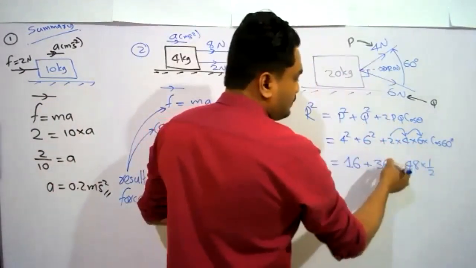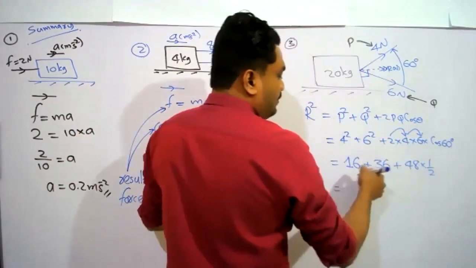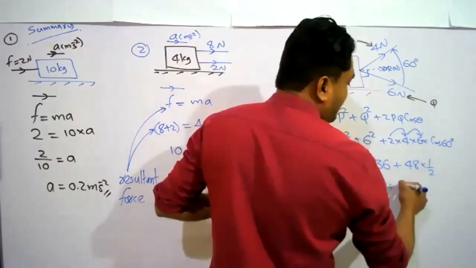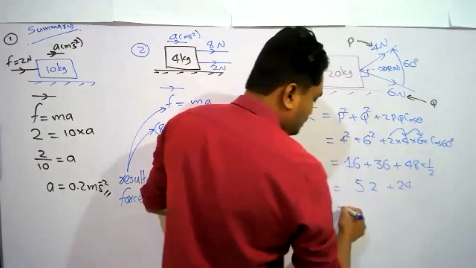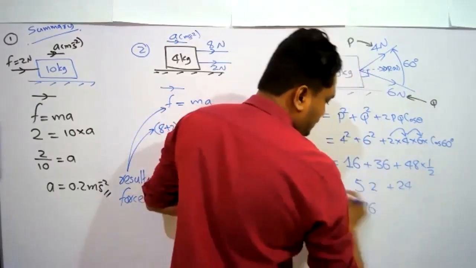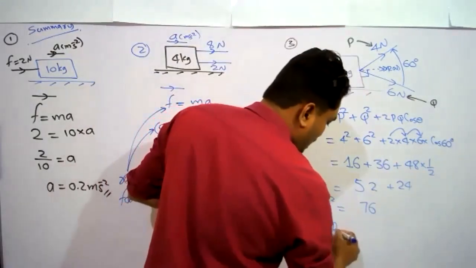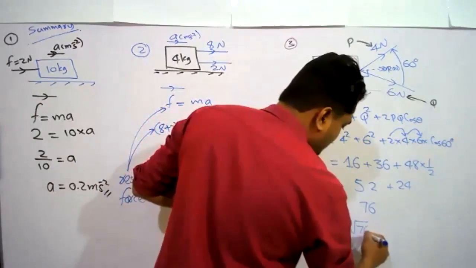Now let's add 16 plus 36, that is 52. 48 divided by 2 is 24. So 52 plus 24 is 76. So R square is 76. Therefore, R is square root 76 Newton.